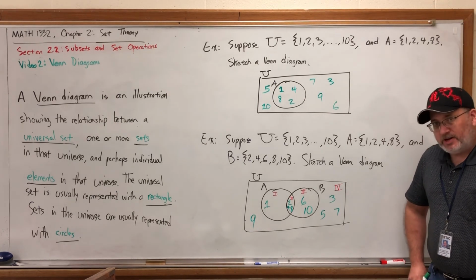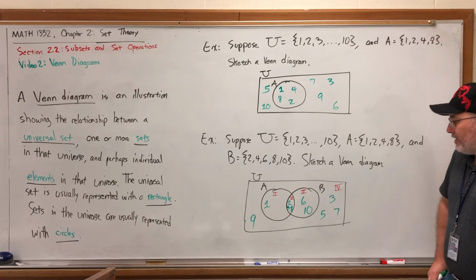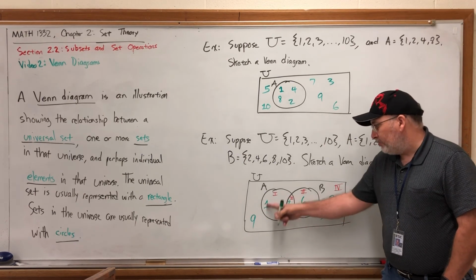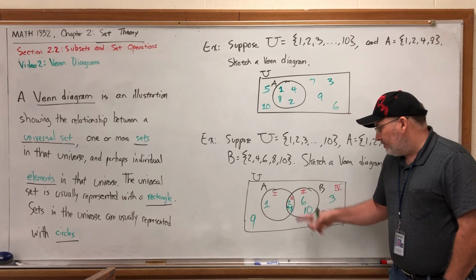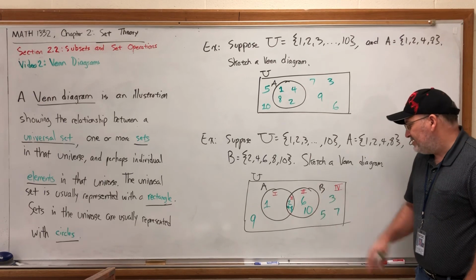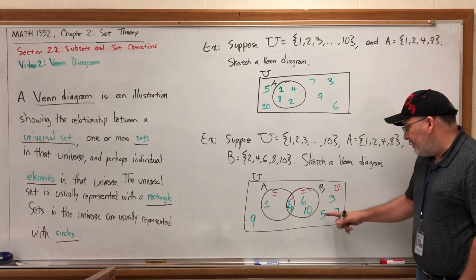So if you pause the video and attempted to fill in the Venn diagram, you were correct if the number 1 was the only number in region 1. In region 2, you had 2, 4, and 8. In region 3, you had 6 and 10. And then in region 4, outside of the circles, you had 3, 5, 7, and 9.